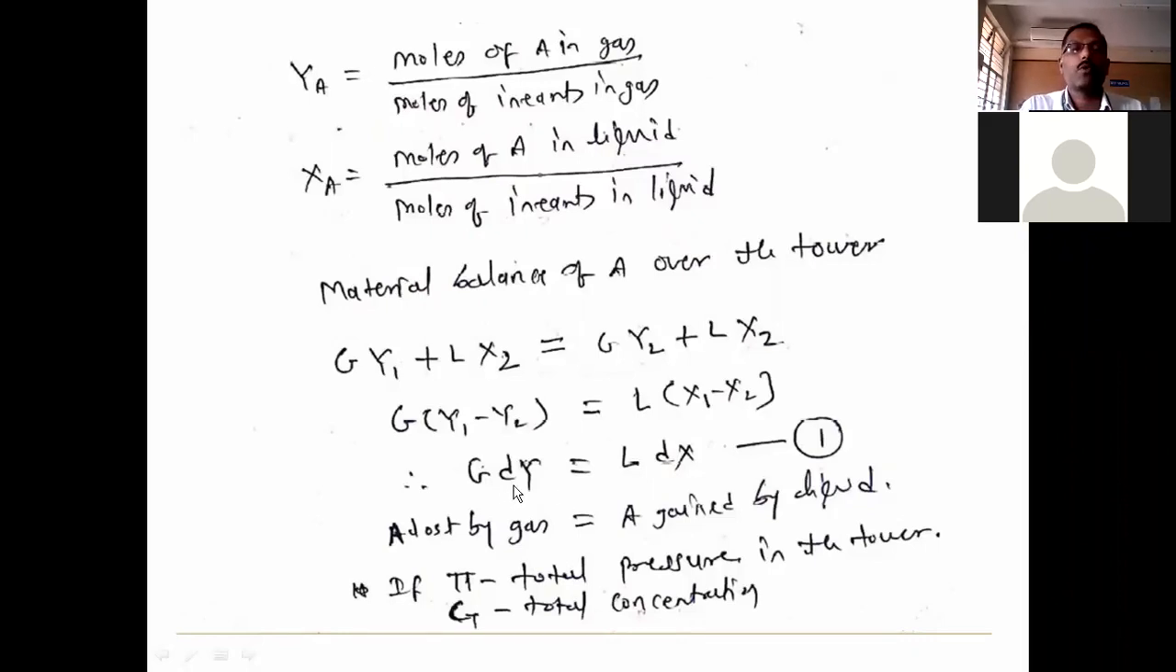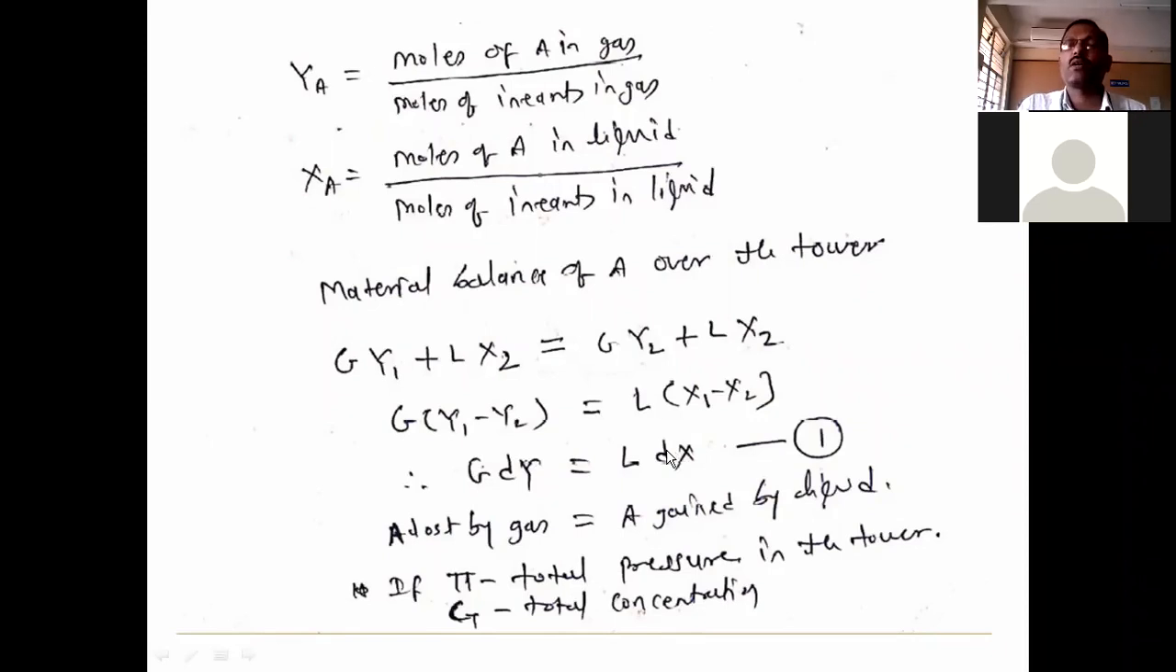All of you know, G into dy, that is Y1 minus Y2, this difference from input to output, means the number of moles of A lost by the gas. And this X1 minus X2, or X2 minus X1, that is dx, means some solute is added, that is, A is gained by the liquid. So A lost by the gas is equal to A gained by the liquid. Now this equation is in terms of molar ratio.